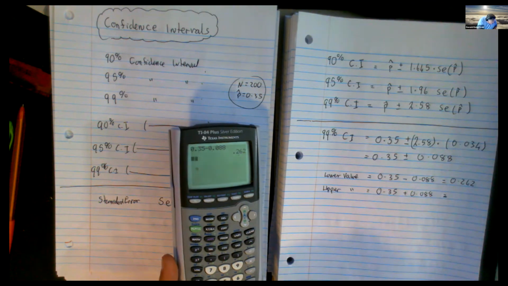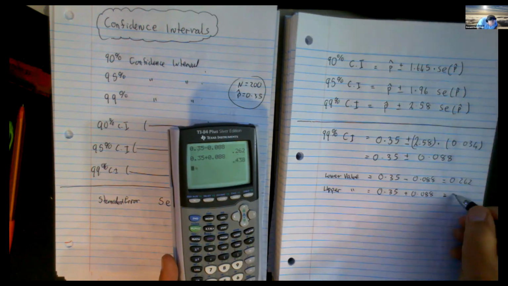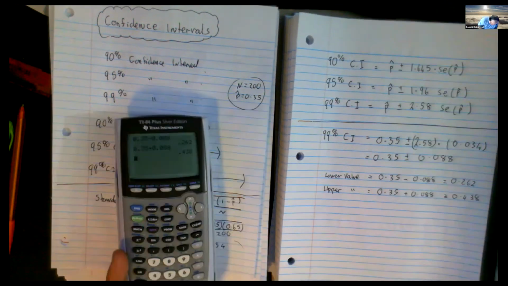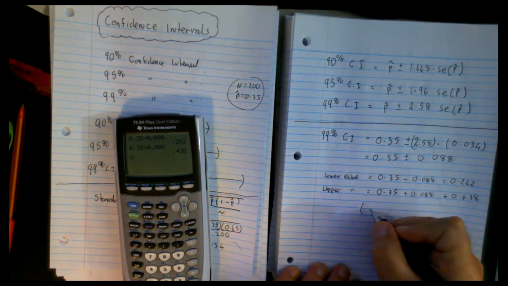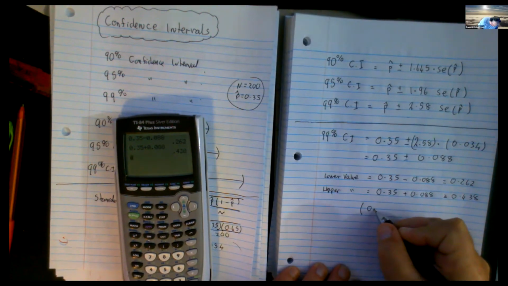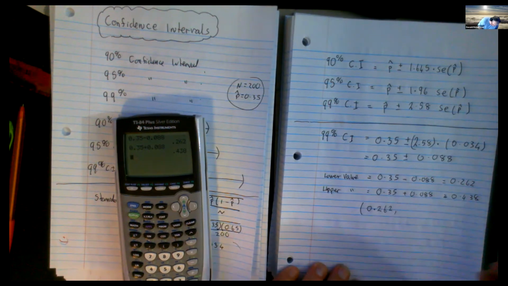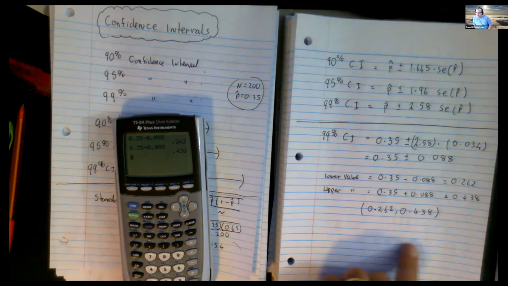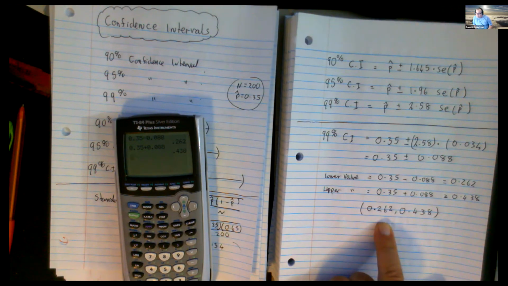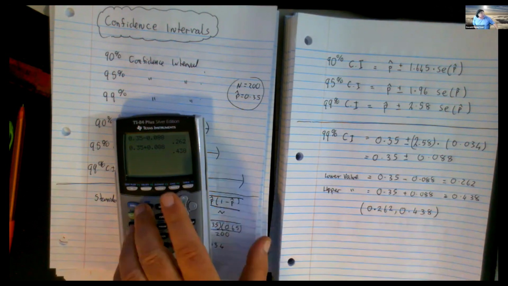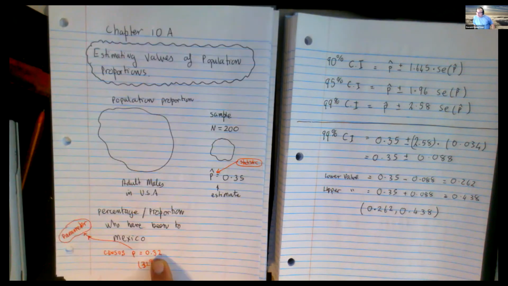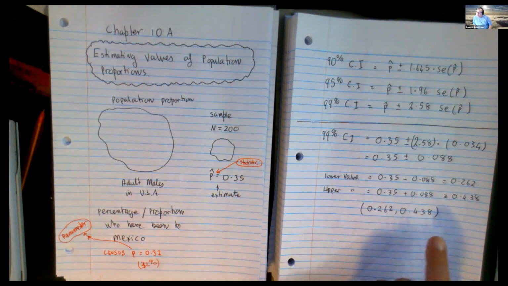And then if I go 0.35 and I add 0.088, we get the upper value, which is, in this case, 0.438. Now, as an interval, our estimate for the real value is somewhere in that range. Agreed? Now, let's see if that was any good. Hey, that was pretty good, wasn't it? Isn't 32 somewhere in this range?